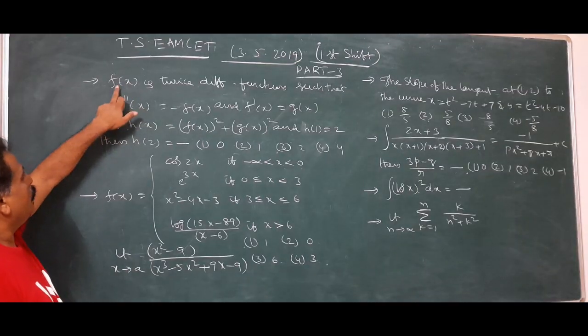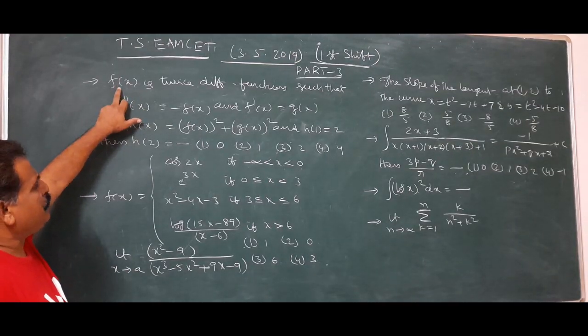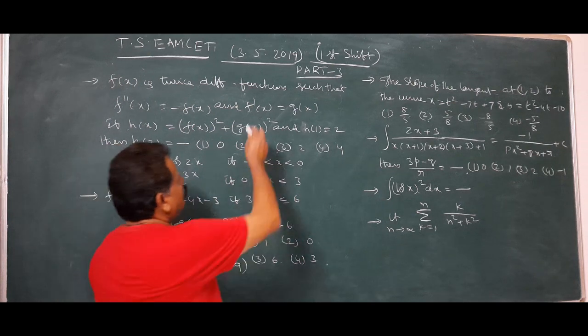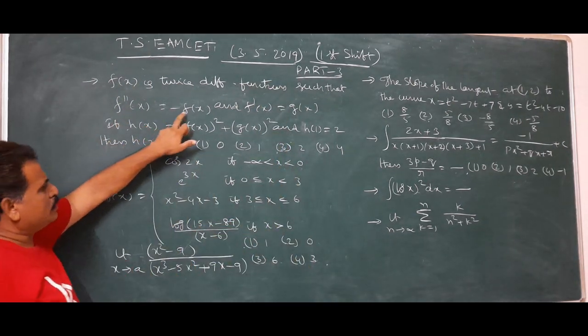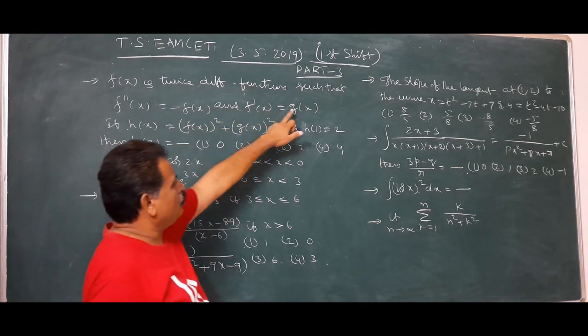Okay. f of x is a twice differentiable function such that f double dash x is minus f of x and f dash x equal to g of x.